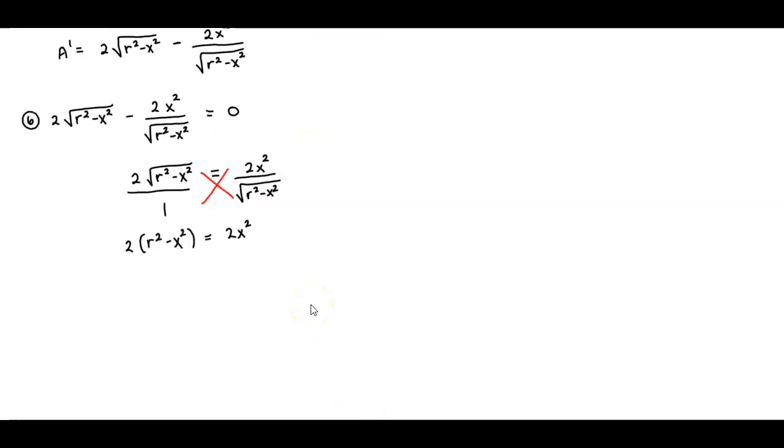Okay, so let's distribute. We get 2r squared minus 2x squared, which is equal to 2x squared. If we add the 2x squared to both sides, we get 2r squared, which is equal to 4x squared. Okay, and let's divide both sides by 4 since we're solving for x. Let's rewrite this so we have x squared equal to 1/2 r squared.